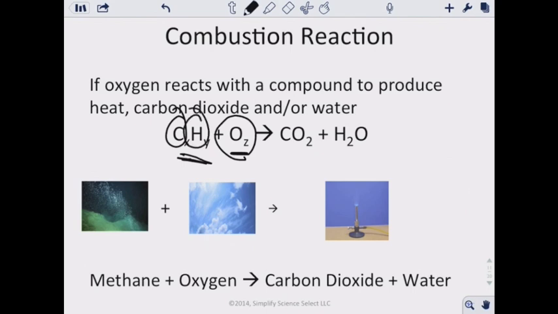An example of this is just methane reacting with oxygen. That's what's in Bunsen burners. When you light a Bunsen burner, it produces carbon dioxide and water. That's a combustion reaction. Anytime you see just carbon dioxide and water on one side of the reaction, you can kind of think, hey, did a combustion reaction happen here?